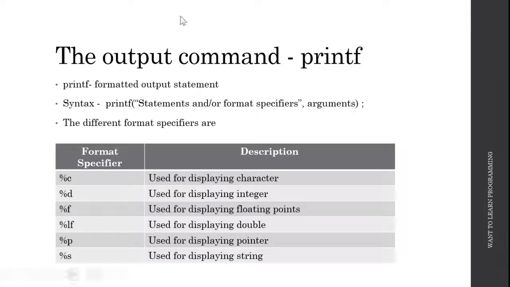%c for displaying a character, %d for displaying an integer, %f for floating point, %lf for double, %p for displaying a pointer, and %s for displaying a string. As said before, %p and %s, that are pointers and strings, will be taken up in future videos. Now let's look at several examples of how to use a printf command.